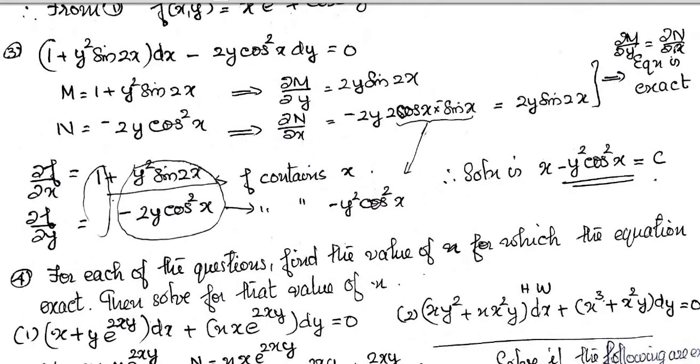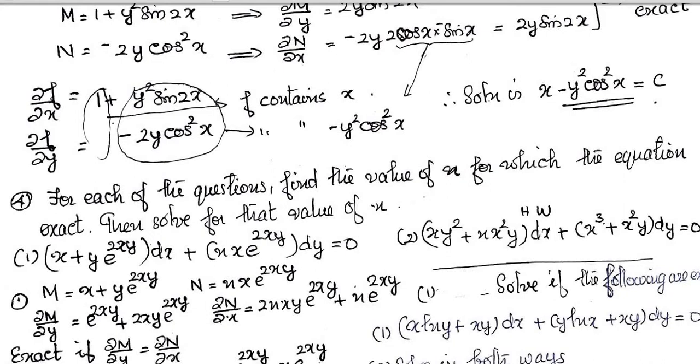Now the third problem: (1 plus y square) sin 2x dx minus 2y cos square x dy equal to 0. M is this quantity, N is this one. Finding dou M by dou y and dou N by dou x and applying a trigonometric result here, we found that both of them are equal, so they are exact. I used the method of inspection, and by inspection I found the solution here.